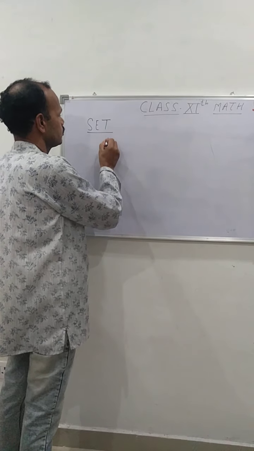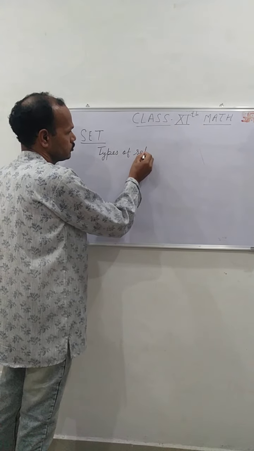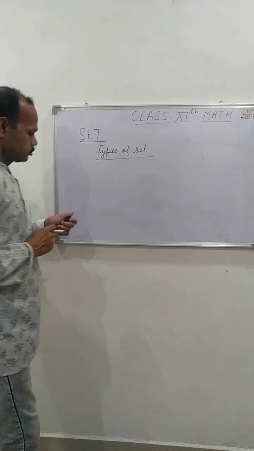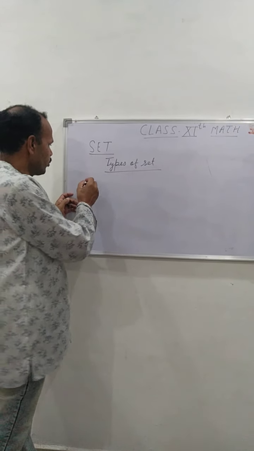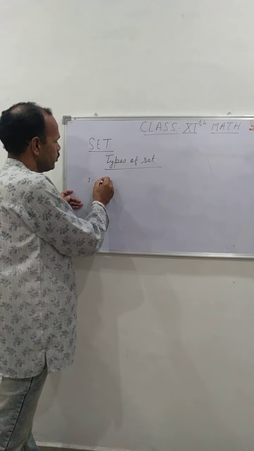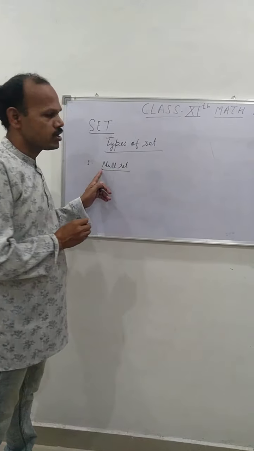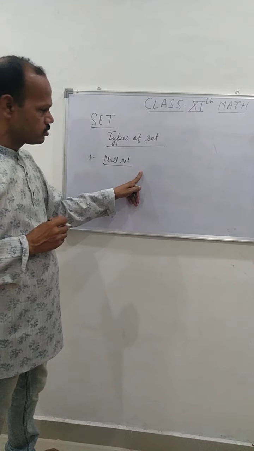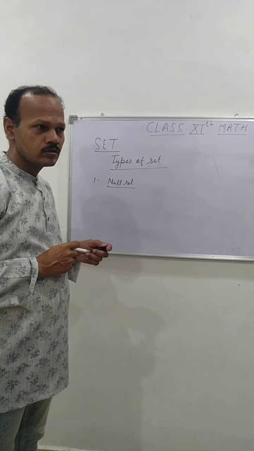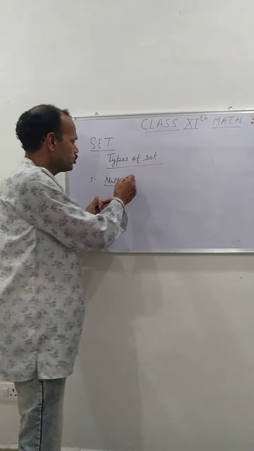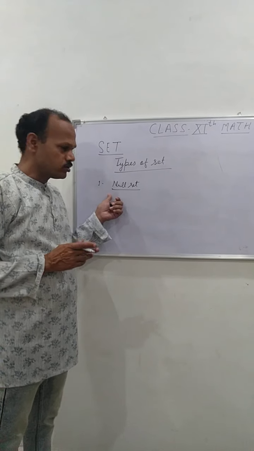Types of sets. In this case we have some types of sets. Number one, null set. It is also known as an empty set or void set. So what is a null set? How can we identify a null set? By giving a suitable example. You know it very well. Basically, null sets are those in which no element is present.